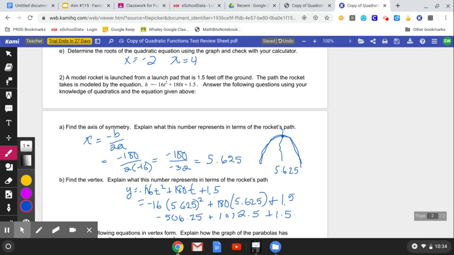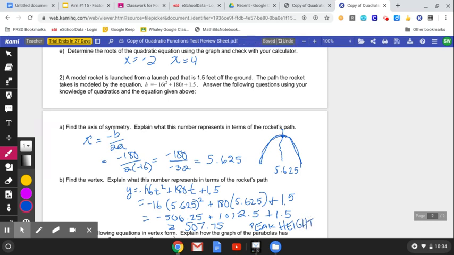and you're going to find that you get 507.75. That tells me that's the highest point above the ground that the rocket gets. So after 5.625 seconds, the rocket is 507.75 feet in the air. That's what that represents. It's the peak height, the highest it gets to. It's the maximum, if you want to look at it that way. Okay, so that's another important part of this test.